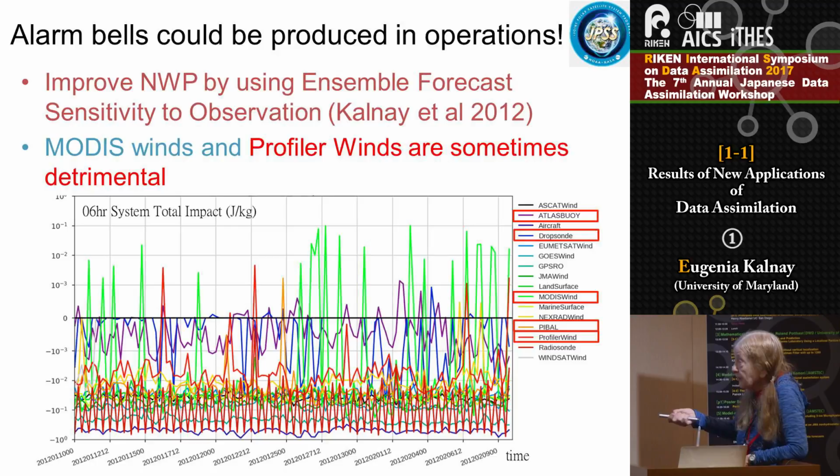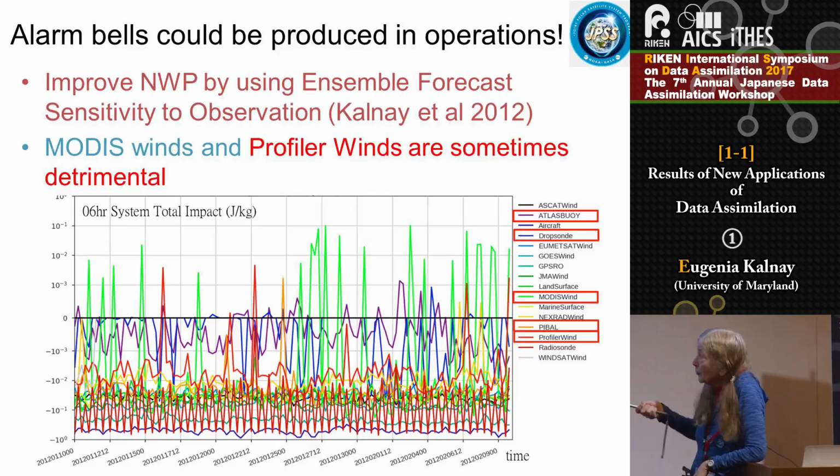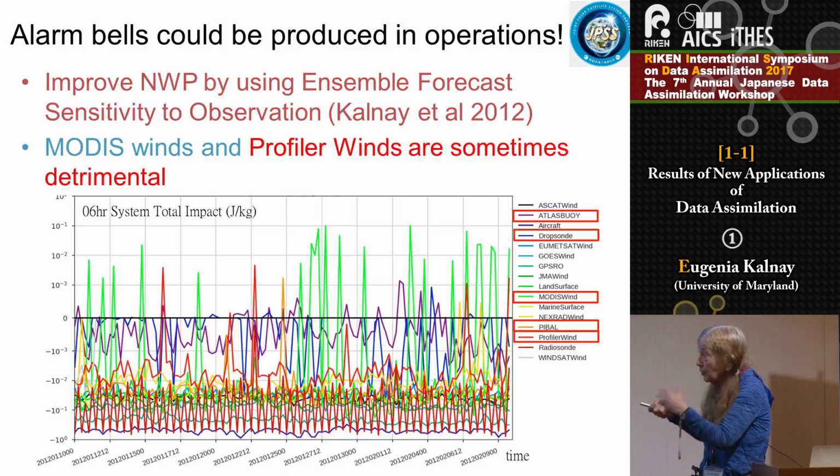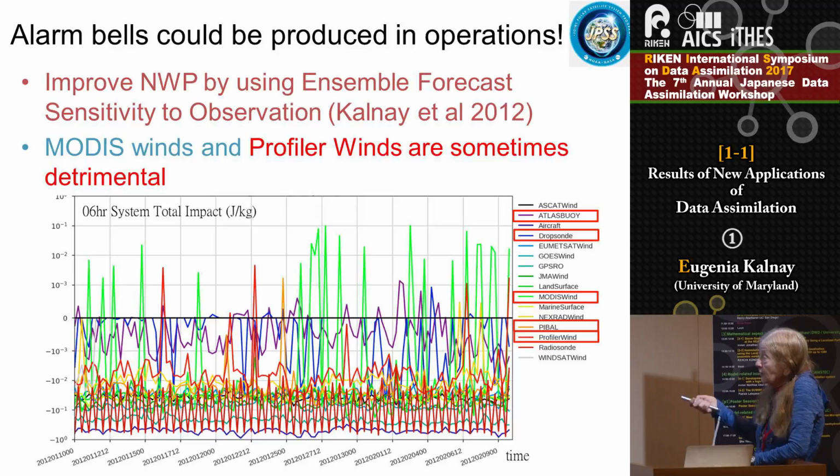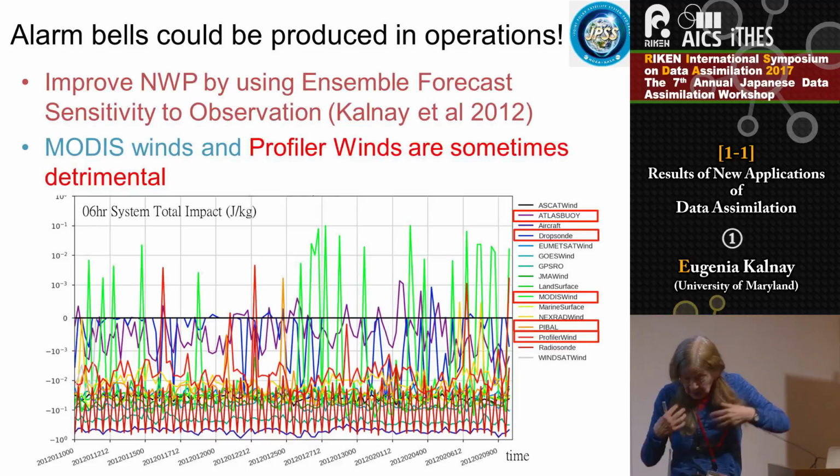But we see that there are some instruments that you can follow easily, like you can do with this, the impact. You can see that there are some instruments like these profiler winds, for example, in red, that occasionally give a positive impact, a positive increment, which means the error is worse. And there are several, and the green ones are MODIS winds that have a tendency. So this is such a powerful tool for quality control that should be used routinely in all systems.